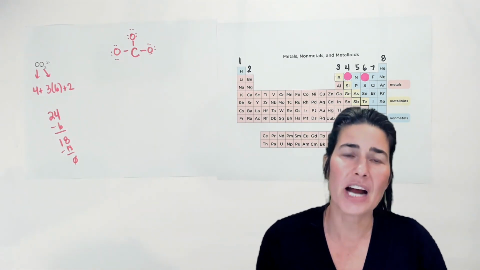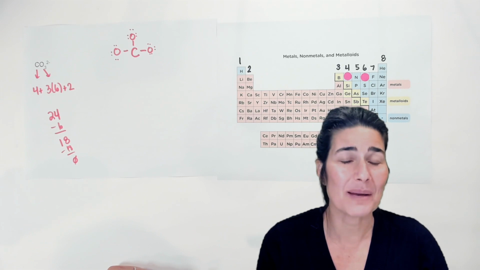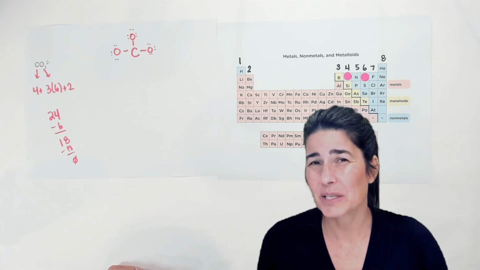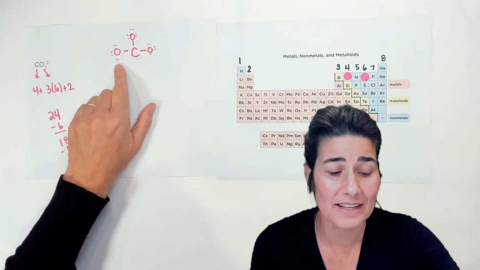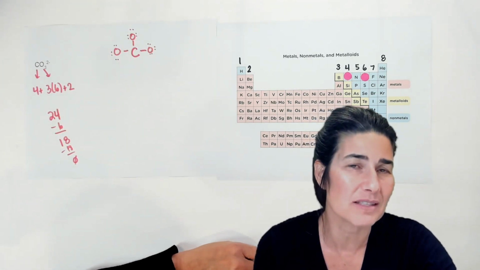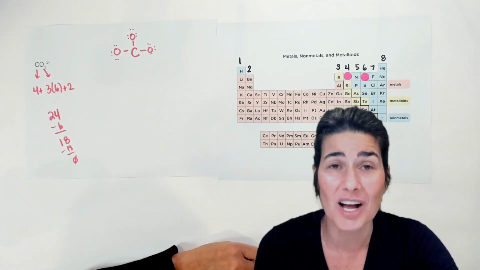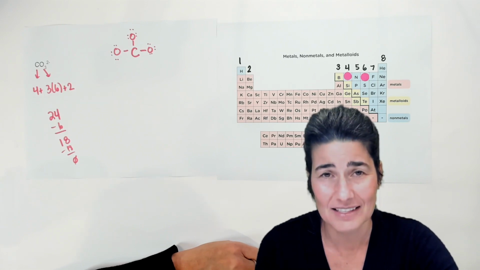Does your center have its octet? No. So you're supposed to swipe and share. But swipe and share from which one? I only need to swipe and share once. It looks like I have 3 equivalent options. Therefore, I have to draw 3 structures. This is a resonance example.